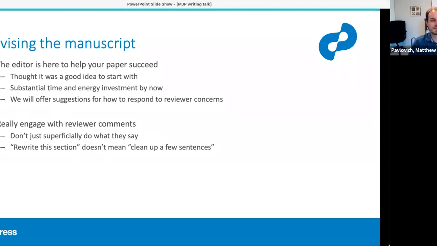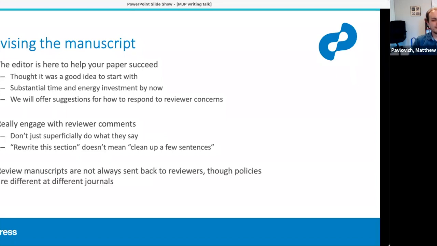Rewrite this whole section doesn't mean just like change a few words here and there. It really means top down, give it another go.